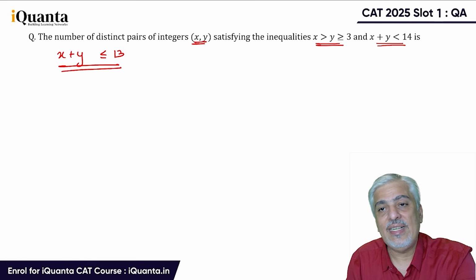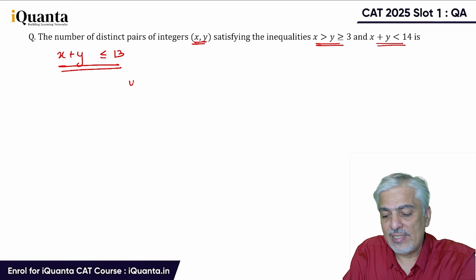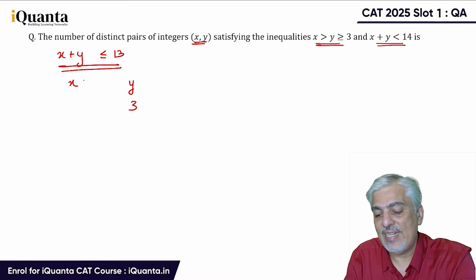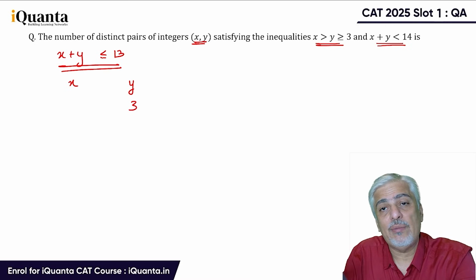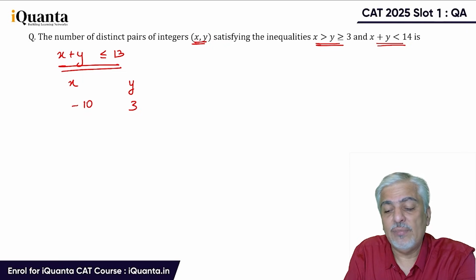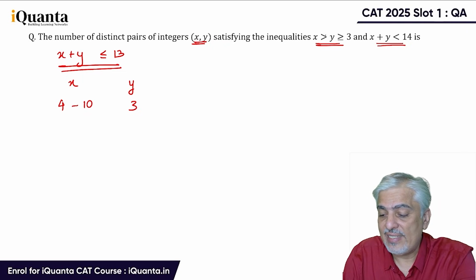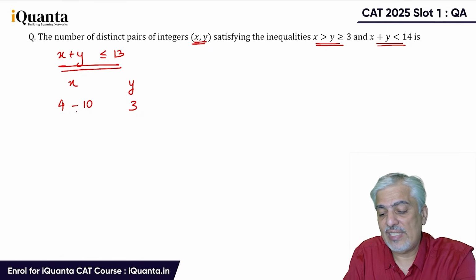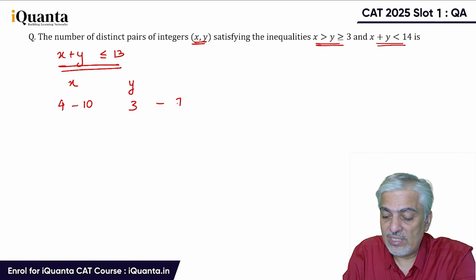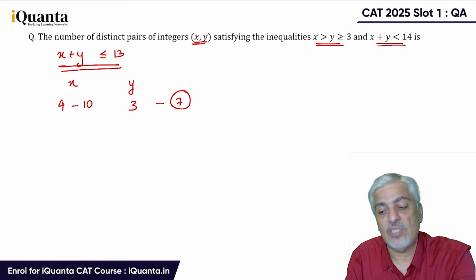Now, y is greater than or equal to 3. So let's start with y as 3. If I start with y as 3, what values can x take? It can be maximum 13 in sum, so the maximum value for x can be 10. But the minimum value can be 4 also, because x has to be greater than y. So x can be 4 to 10, which is when y is 3, which are 7 solutions, because we want to know the number of solutions.